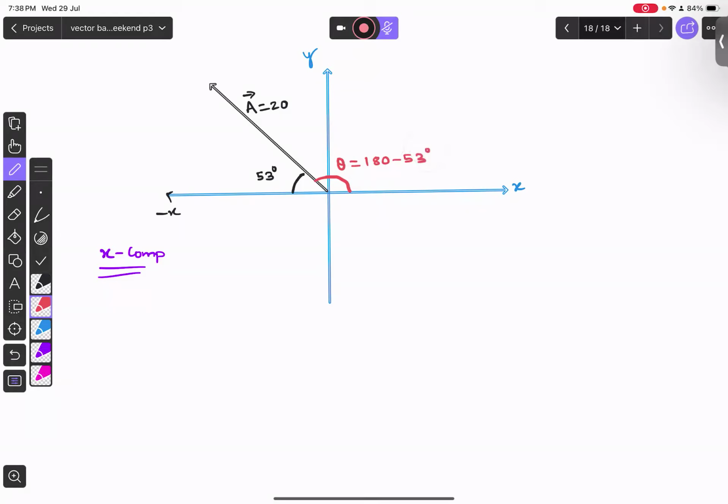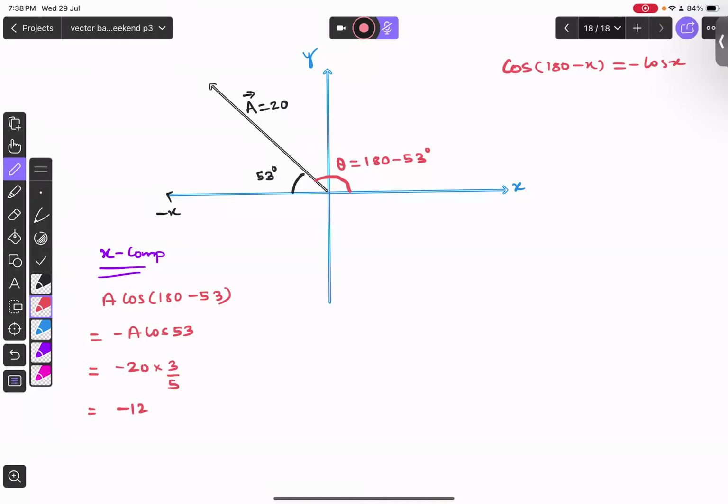So for finding x component, again we'll be doing the same thing. A cos(180 minus 53), and cos(180 minus x) is what? Minus cos x. So the answer will be minus A cos 53. So it's going to be minus 20 into 3 by 5, and that will become how much? Minus 12.